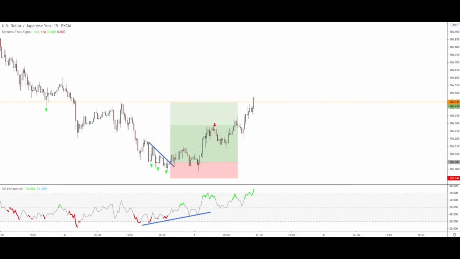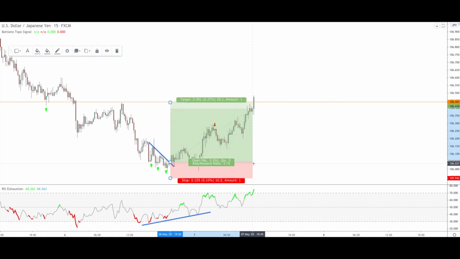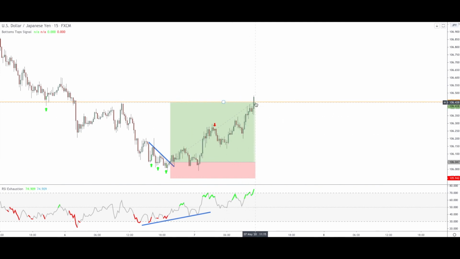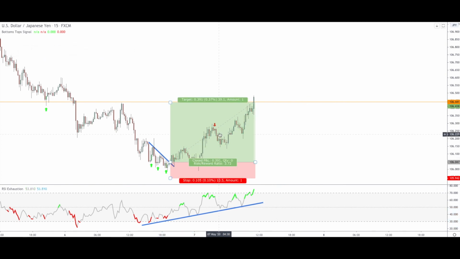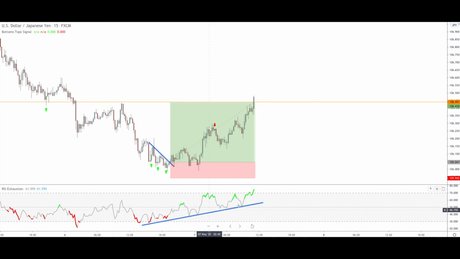So it took some time, but in the end we reached the target. I should move this here to show you that we reached the target. Right here the price moved a little bit sideways before finally making the final move to the upside and reaching the target. But the thing here is that the RSI kept growing and growing, so there was no evidence that this signal here was not to be believed, because the RSI was still trending up.